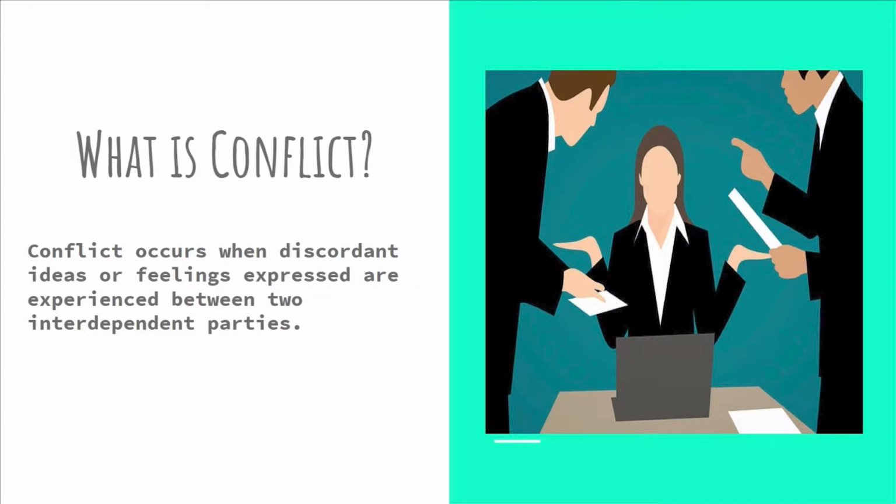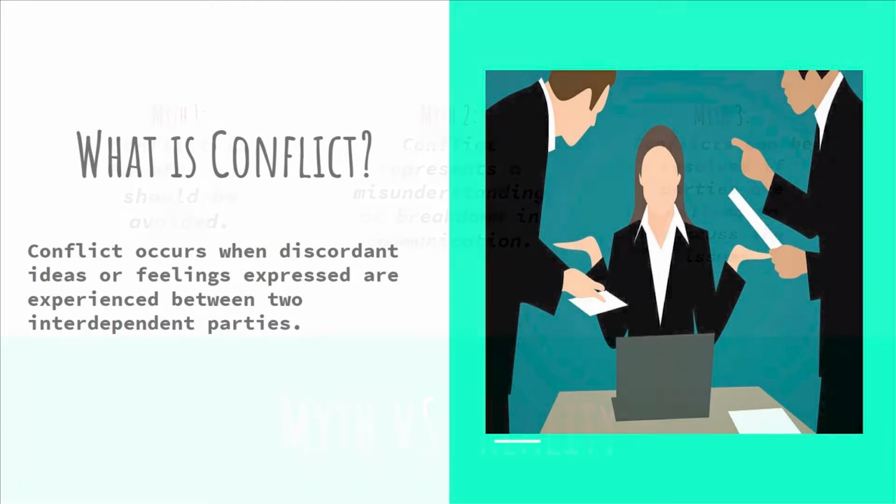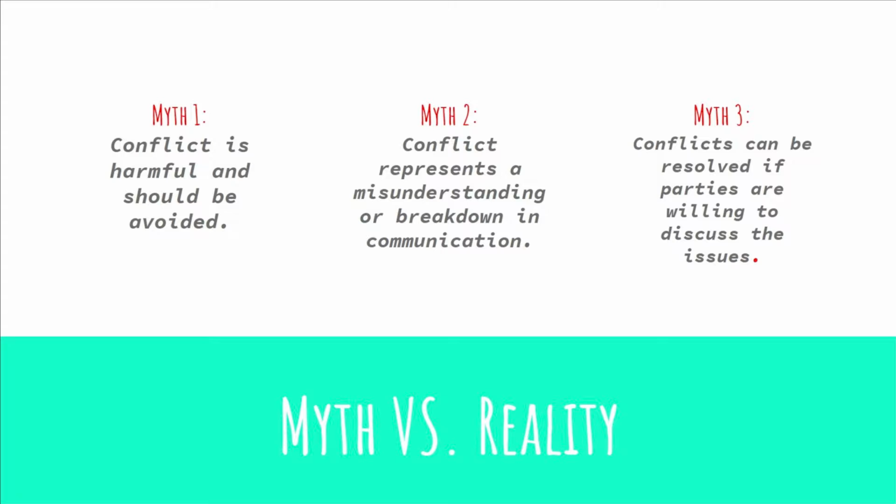Conflict occurs when discordant ideas or feelings expressed are experienced between two interdependent parties. Some conflict can become heated, while others may pass with little notice. If conflict is handled well, it can improve performance within a group. Our textbook also mentioned myths that are common among conflict.